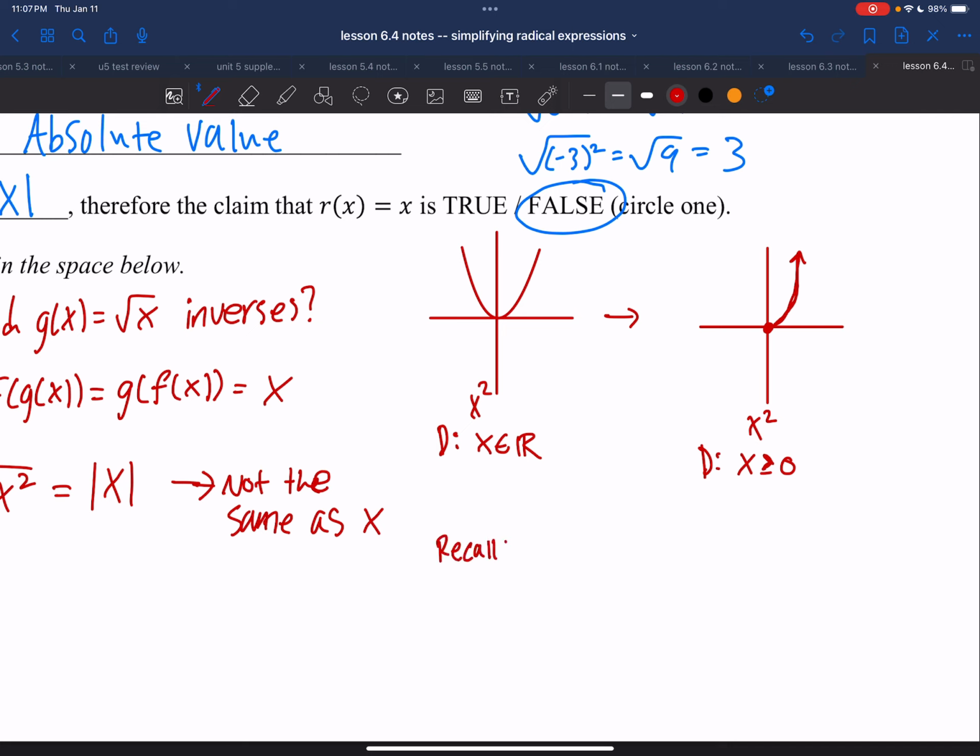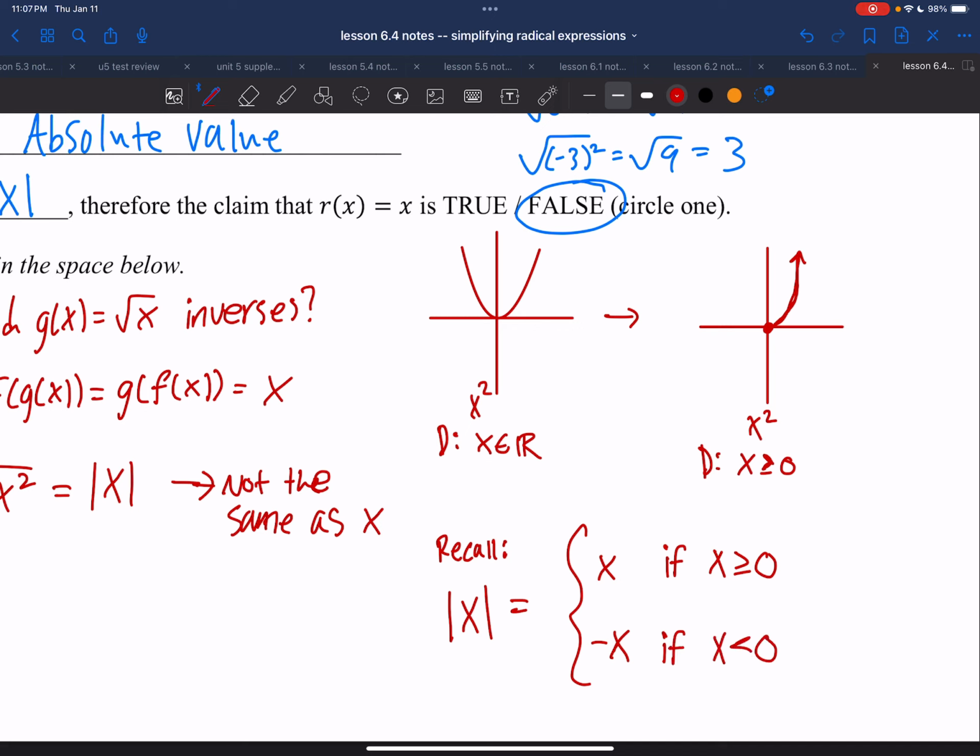Recall, absolute value x, and it has been a while since we've talked about this, is a piecewise function. And how is that piecewise function defined? Well, if you remember, it's x and negative x. But over what interval? It's x if x is greater than or equal to 0. And the other one is if x is less than 0.